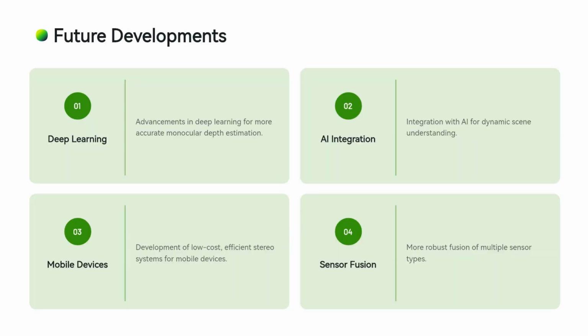The future of depth estimation lies in improving accuracy and efficiency across various methods. With the continued advancement of deep learning, we expect even more accurate monocular depth estimation techniques, reducing reliance on expensive stereo or multi-sensor setups. AI integration will enable dynamic scene understanding, allowing systems to infer depth and context simultaneously, adapting to changing environments.